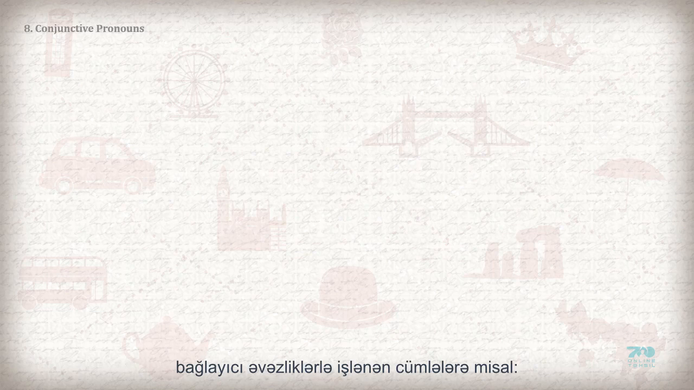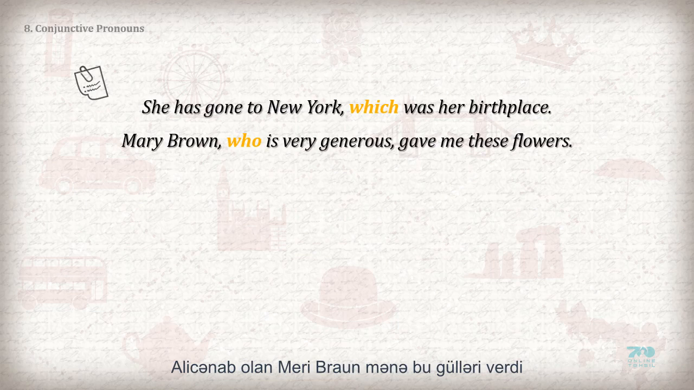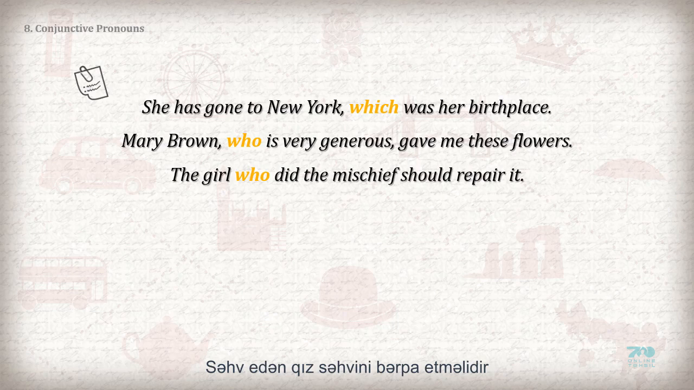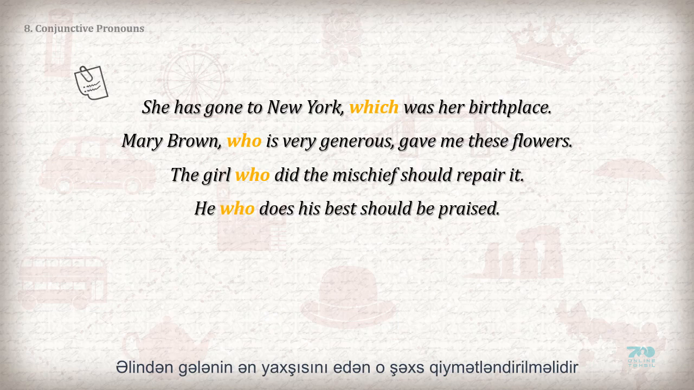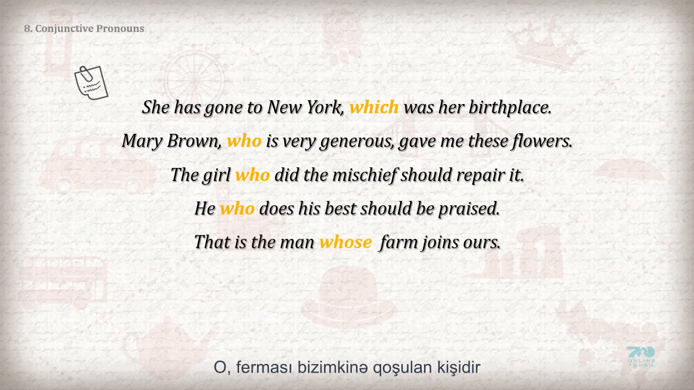Other examples of sentences with conjunctive pronouns. She has gone to New York, which was her birthplace. Mary Brown, who is very generous, gave me these flowers. The girl who did the mischief should repay it. He who does his best should be praised. That is the man whose farm joins ours.